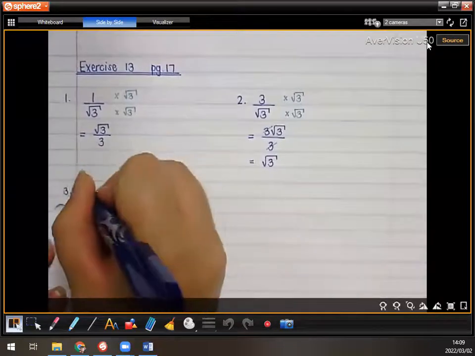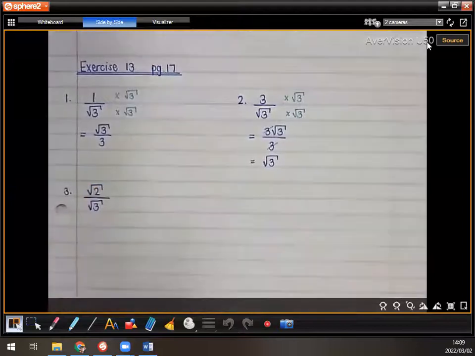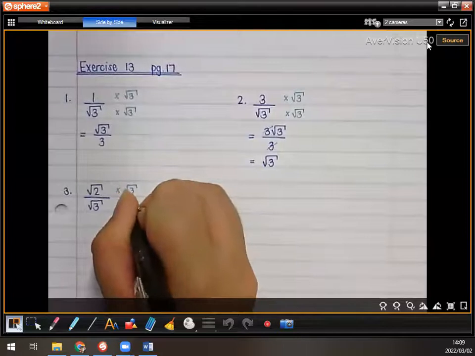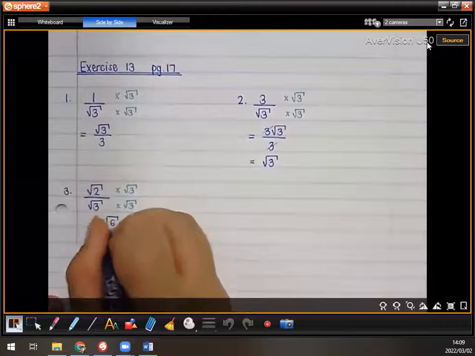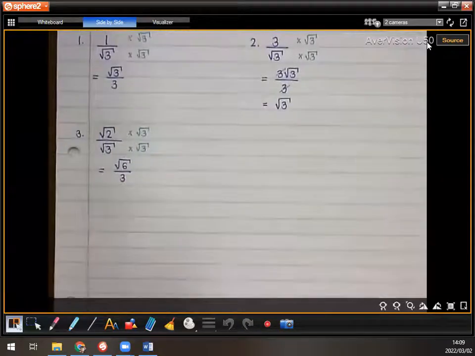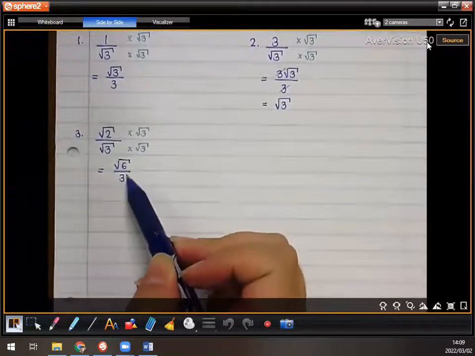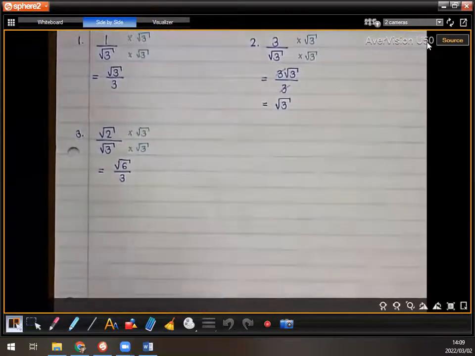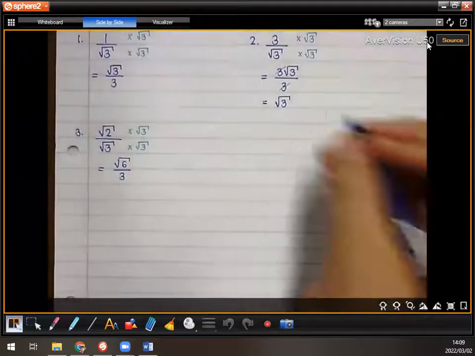Okay, number 3 quickly was root 2 over root 3. So you times by root 3 again, top and bottom. So here you're going to get root 6 over 3. Now guys, can you cancel anything out there? No, you can't say, oh, there's a 6 in that root, I'm going to cancel it out with that 3. You can't do that, okay? The 6 in the root is not the same as the number 6. So you can't actually cancel anything out there. That is the simplest answer.